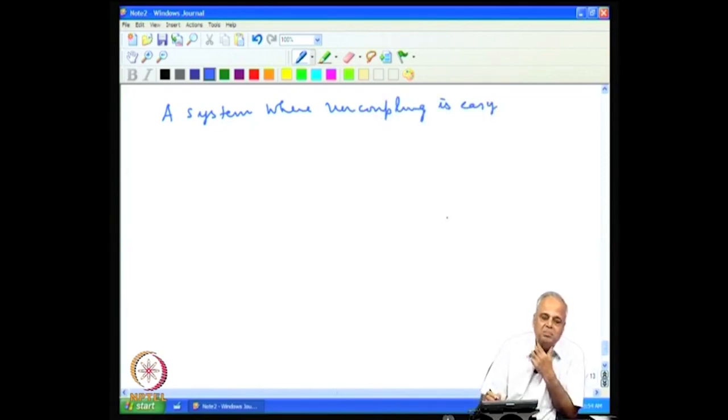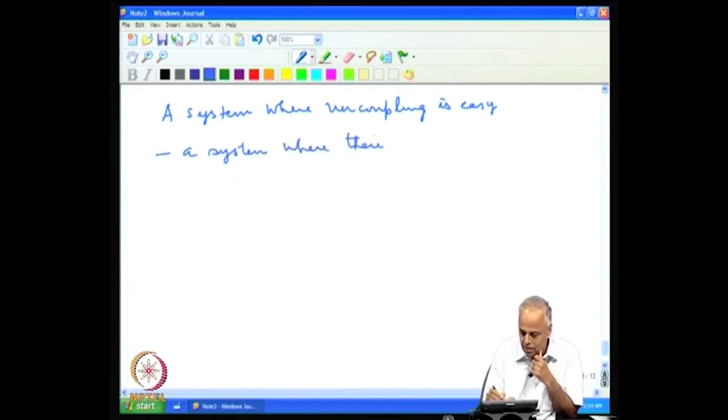What is such a system? Obviously, there is no coupling at all. Right in the beginning, in this equation itself, there was no coupling, then that is an easy system, because the work is already done. So, a system is one where there is no coupling. What is such a system?